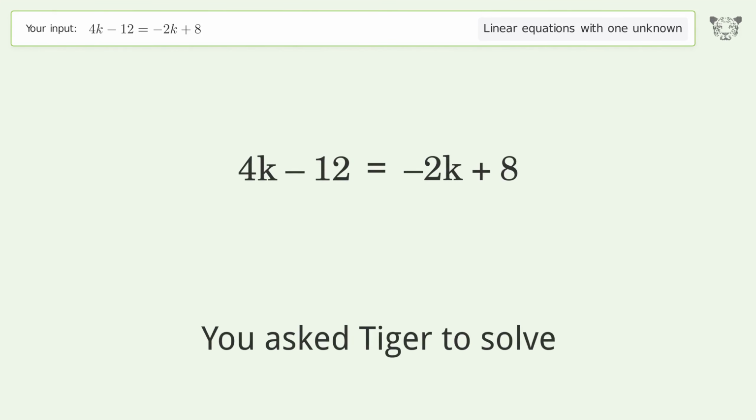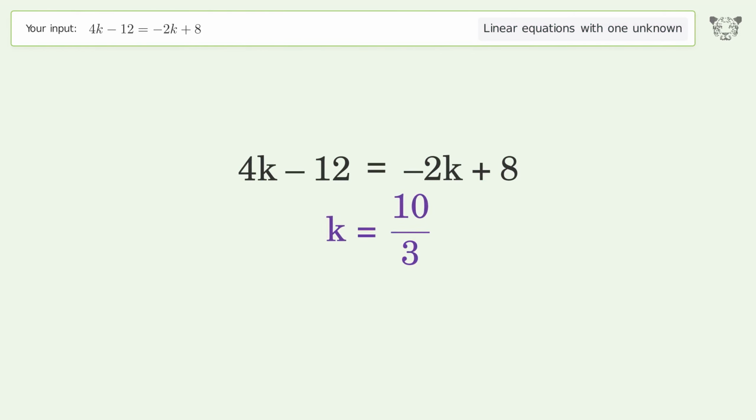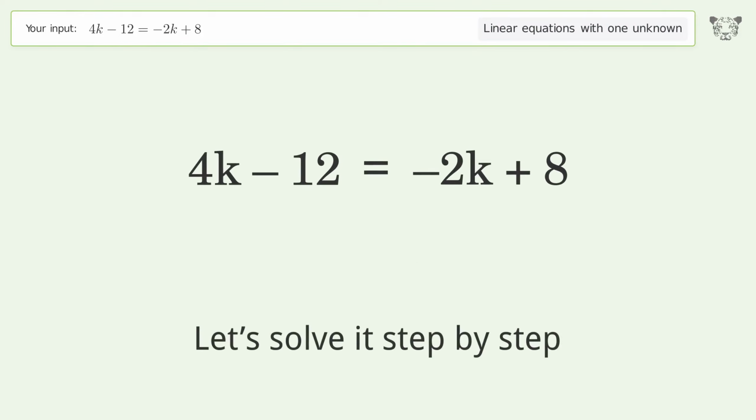You ask Tiger to solve. This deals with linear equations with one unknown. The final result is k equals 10/3. Let's solve it step by step.